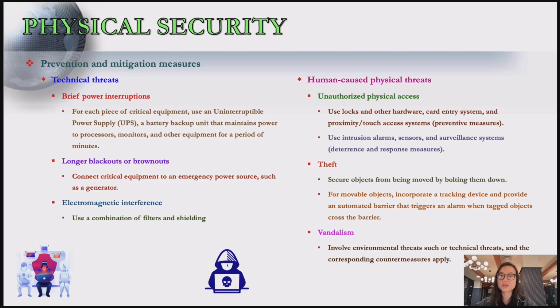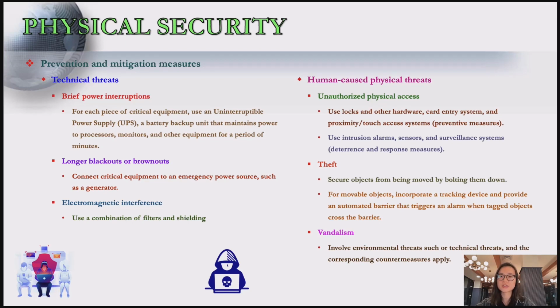The following measure addresses human-caused threats. For unauthorized physical access, an organization needs to implement both preventative measures and deterrence and response measures. Preventative measures include locks, card entry systems, and touch access systems. Deterrence and response measures include intrusion alarms, sensors, and surveillance systems. The measures to counter unauthorized physical access apply to the threat of theft as well.